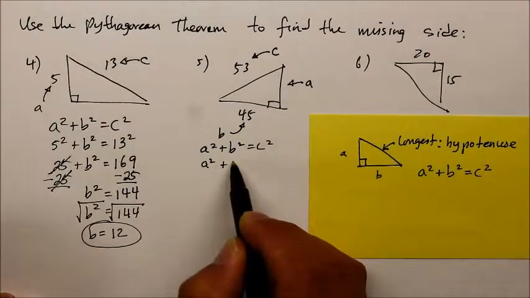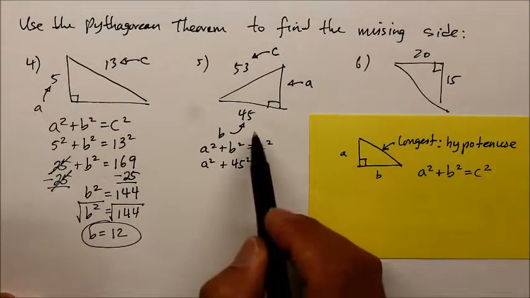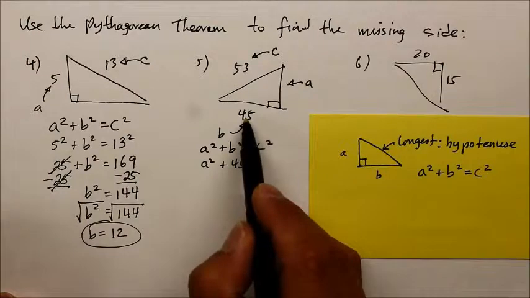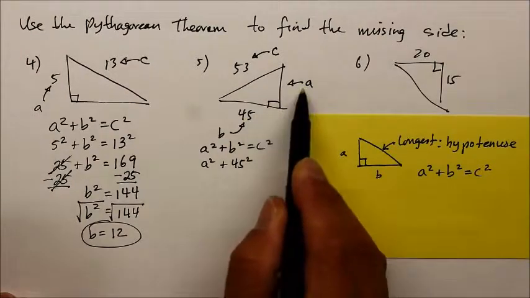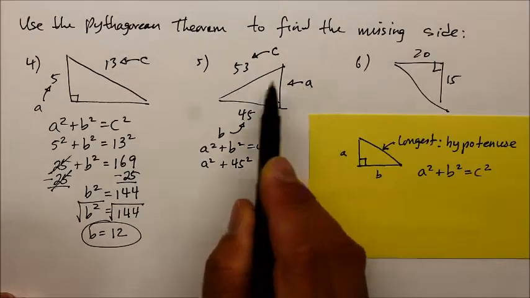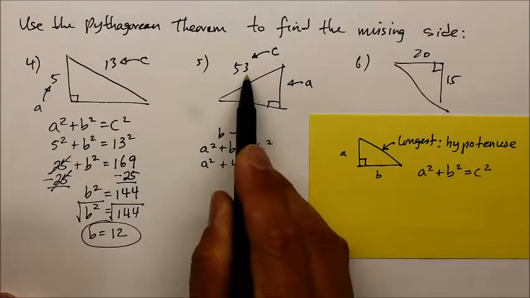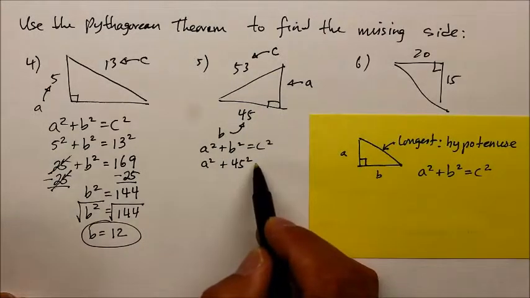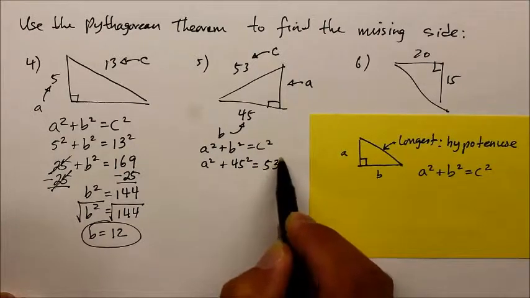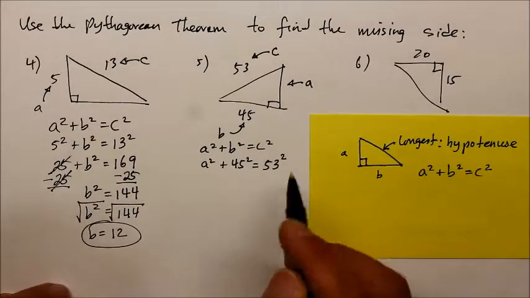B is 45. But keep in mind once again, it doesn't matter whether you put this A or this B. The only really important part is always make sure to identify the C, the hypotenuse, correctly. It's going to be on the right side of the equation. C is 53 squared. So let's evaluate.